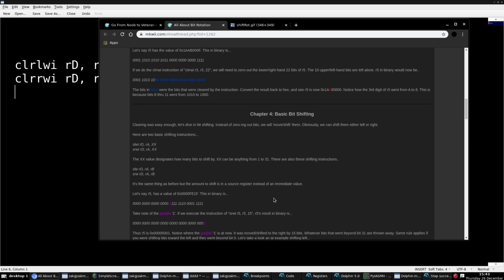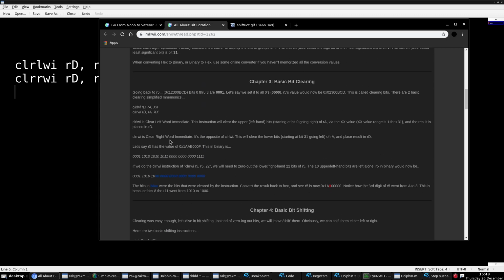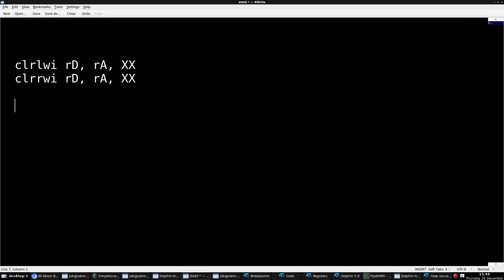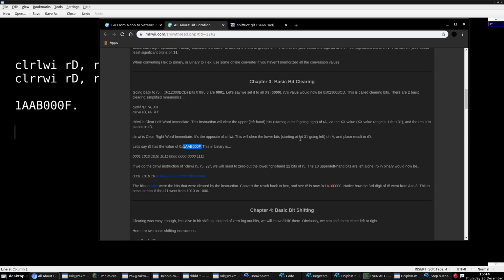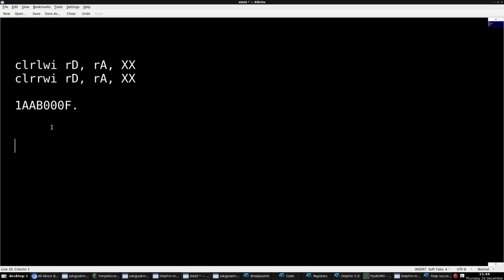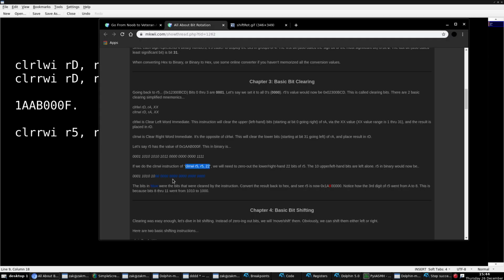So let's test out a clear right word immediate. Let's say we have R5, and R5 is that in hex. And we want to execute this instruction. Alright, so first you want to transform that to binary.